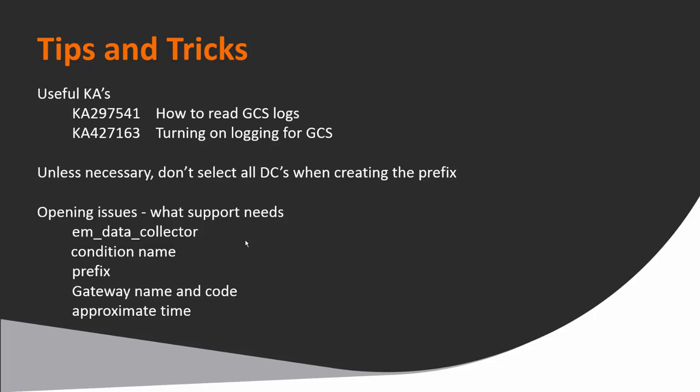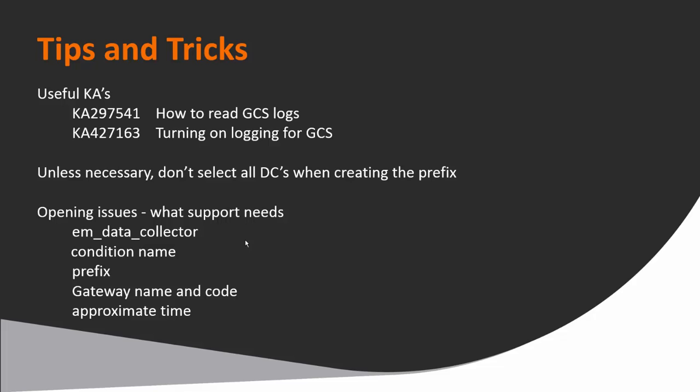Now, there's two cases that we'd like to share with you. Two cases which show you how to read the GCS log if you want to go into more detail, and turning on logging for GCS. That's very important. We just want to reiterate that unless it's necessary, don't select all the TCs when creating the prefix, as it creates unnecessary load on your global condition server.